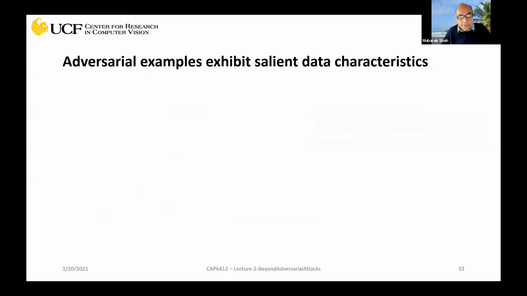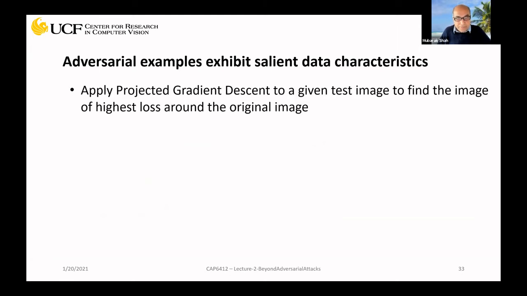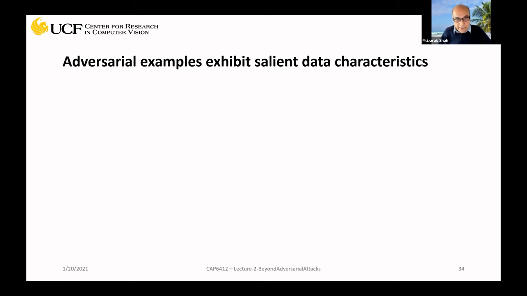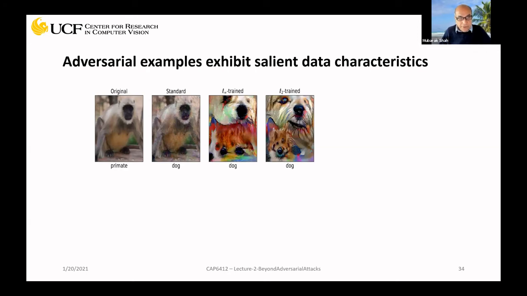So also these examples exhibit some important data characteristics. What we can do, if we apply projected gradient descent to a given test image, is find the image of the highest loss around that original image. This procedure will change the pixels that are most influential for the particular model's prediction, and that will tell us more information.